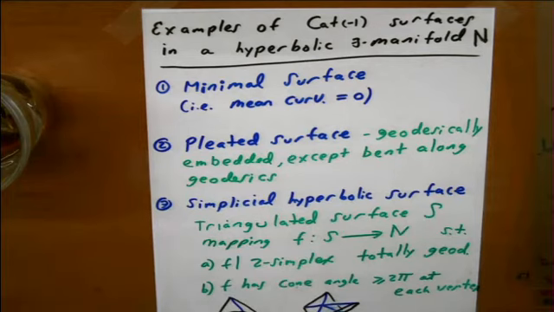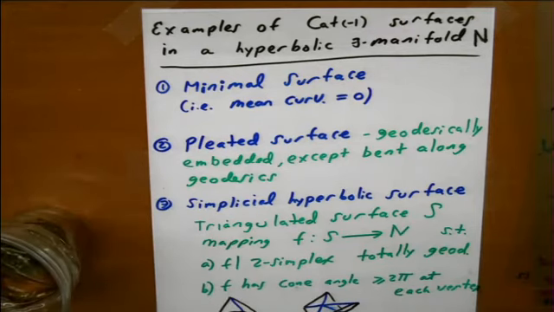And then there are simplicial hyperbolic surfaces, which are piecewise geodesic. They have triangulations where each triangle is mapped in totally geodesically, with the condition that around every vertex the cone angle is at least 2 pi. So it's constant -1 curvature except at vertices, where there might be some concentrated negative curvature.